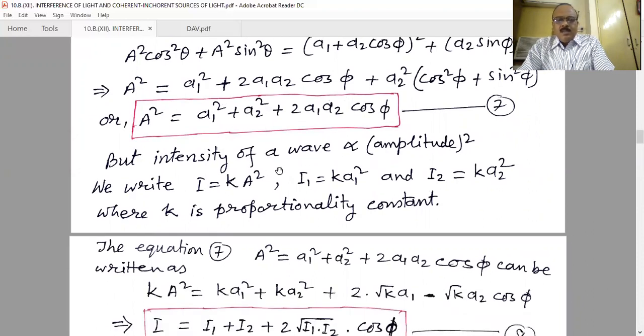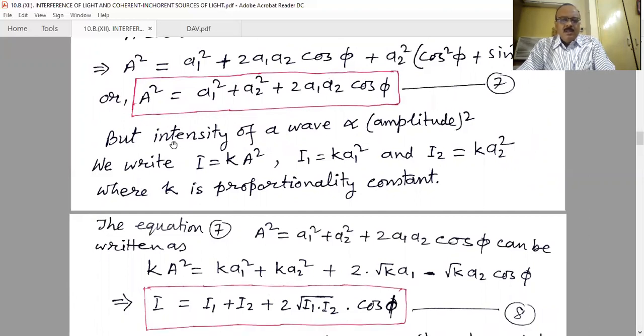But the intensity of a wave is directly proportional to the amplitude square. We know it, not only for light waves but for any waves, any electromagnetic waves. Obviously, also for mobile signals, when we say the strength of the signal is very less, what is less? The amplitude is less. If we improve the amplitude, then we can get more intensity. So the intensity of a wave is proportional to the amplitude square.